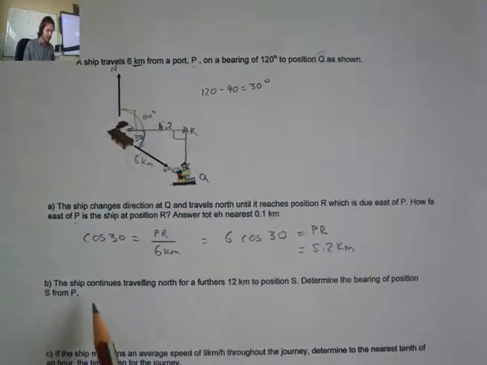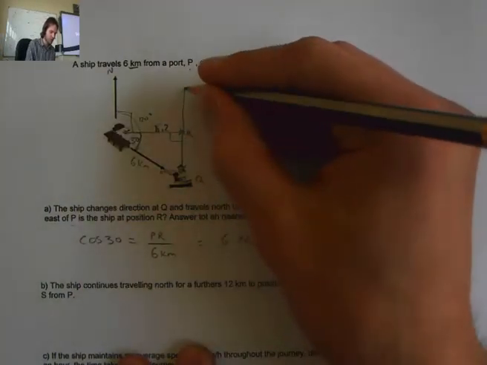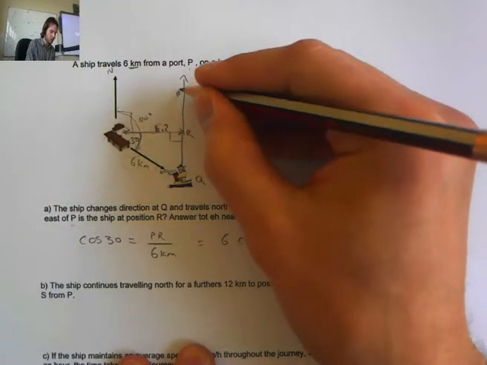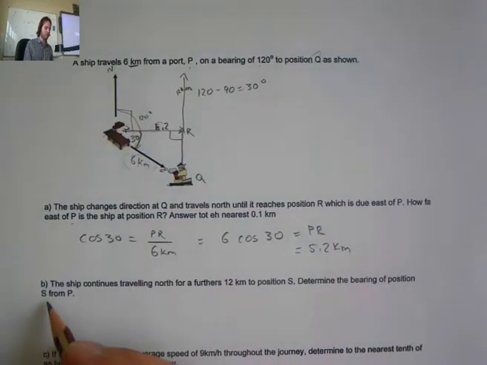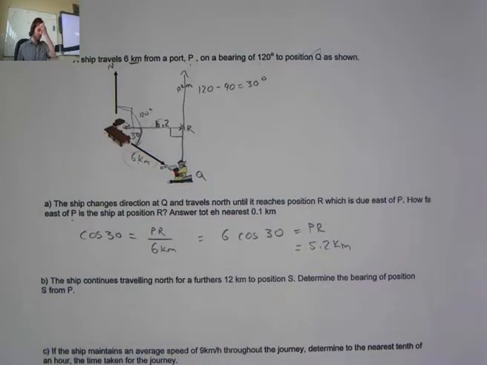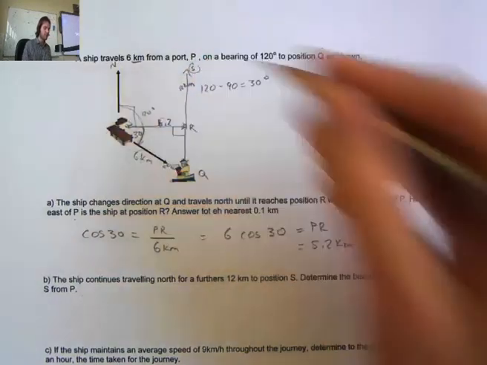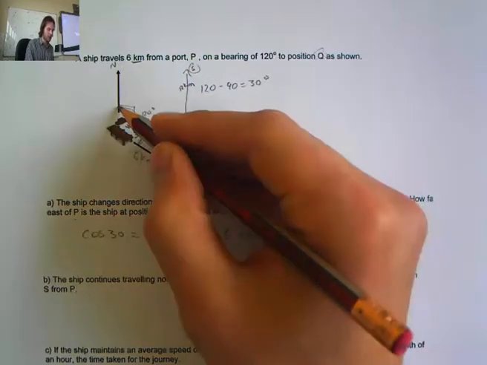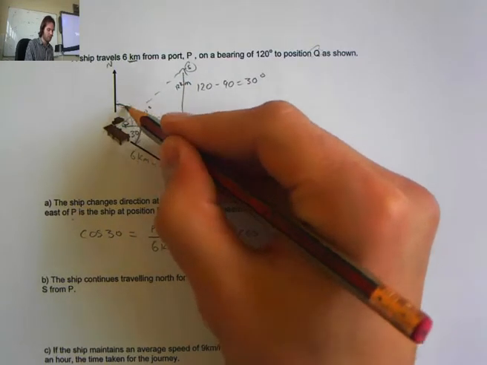Now part B says the ship continues traveling north for a further 12 kilometers. So it goes for a further 12 kilometers. Okay? Determine the bearing of the position from S to P. So we want to know now where is S to P. So this is S, and I want to know the bearing from S to P. So this is my bearing here.